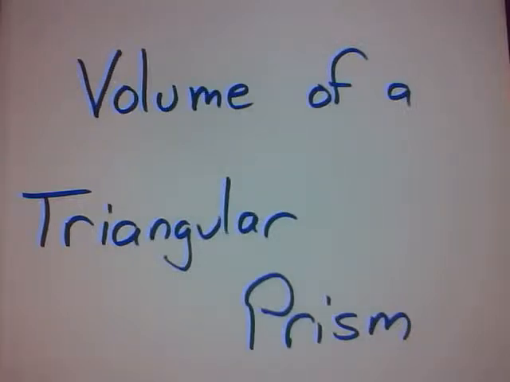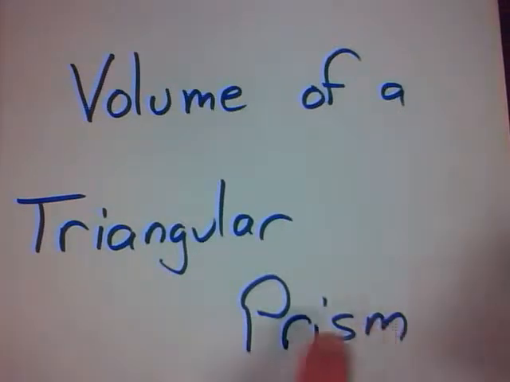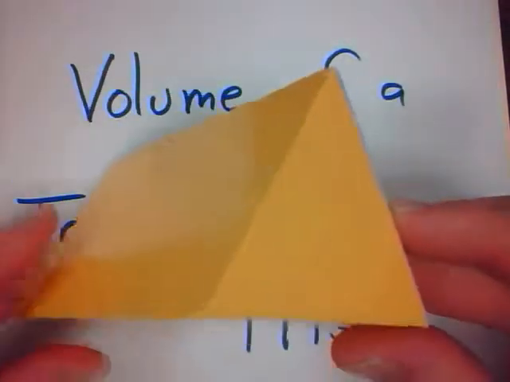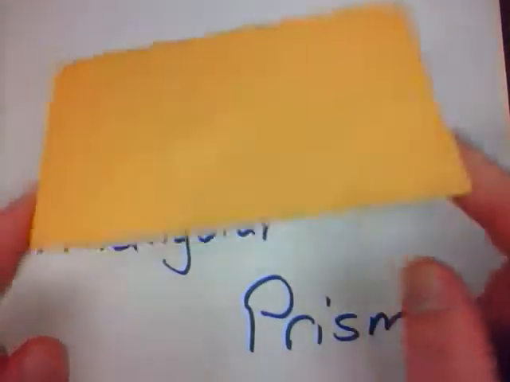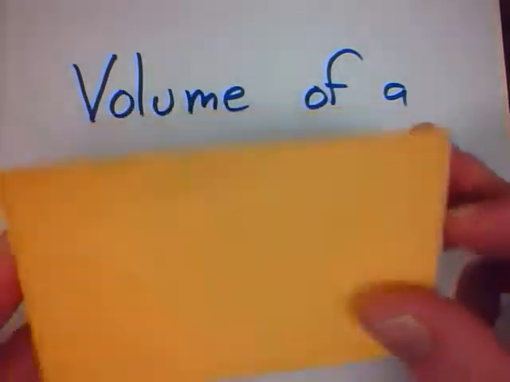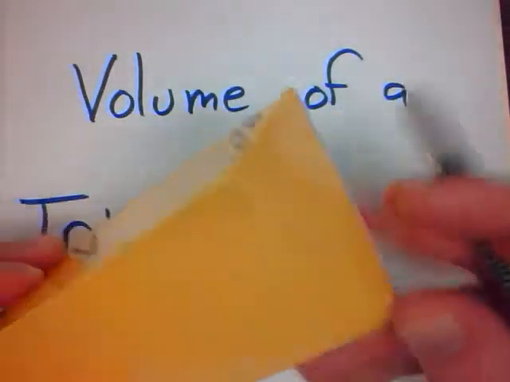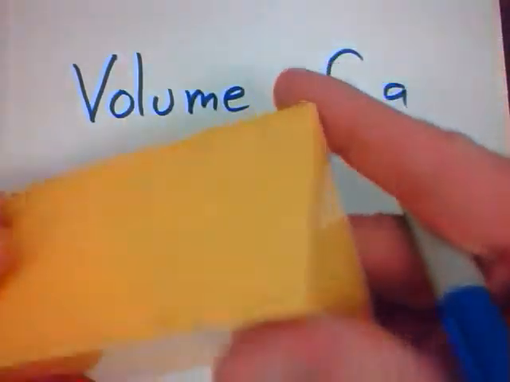In this session, we're going to be looking at the volume of a triangular prism. Earlier, we talked about what a prism was. This is an example of a triangular prism. The base and the top are two triangles connected by a series of rectangles. How do we find out what the formula is for calculating the volume of this object?